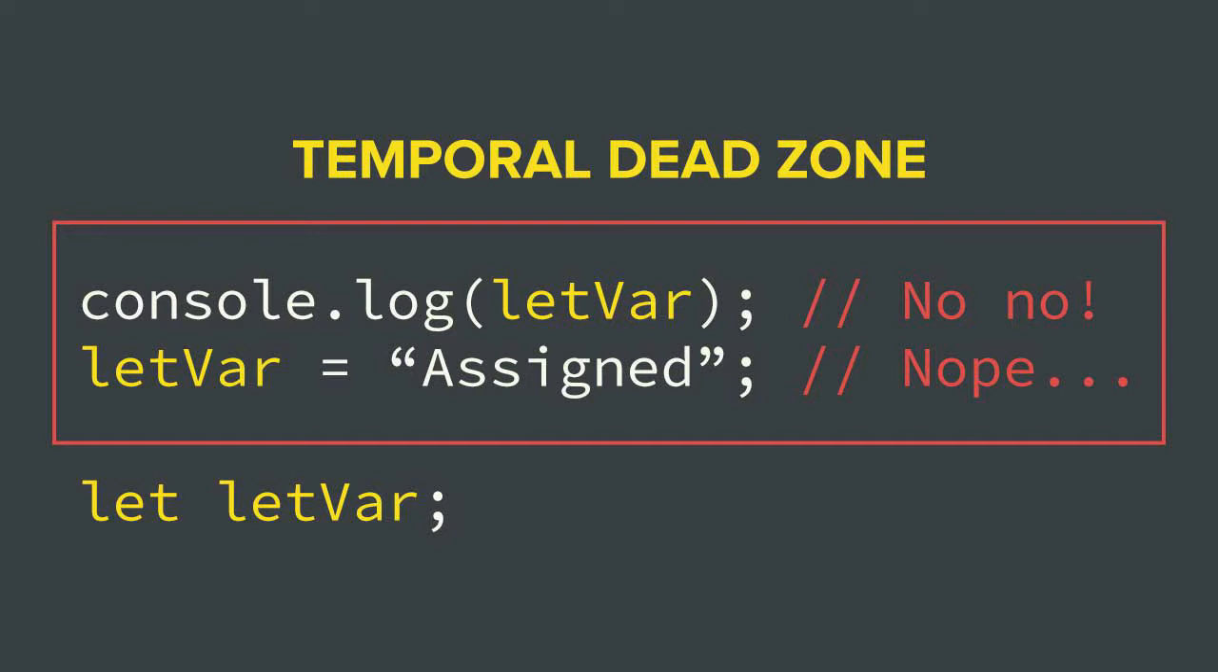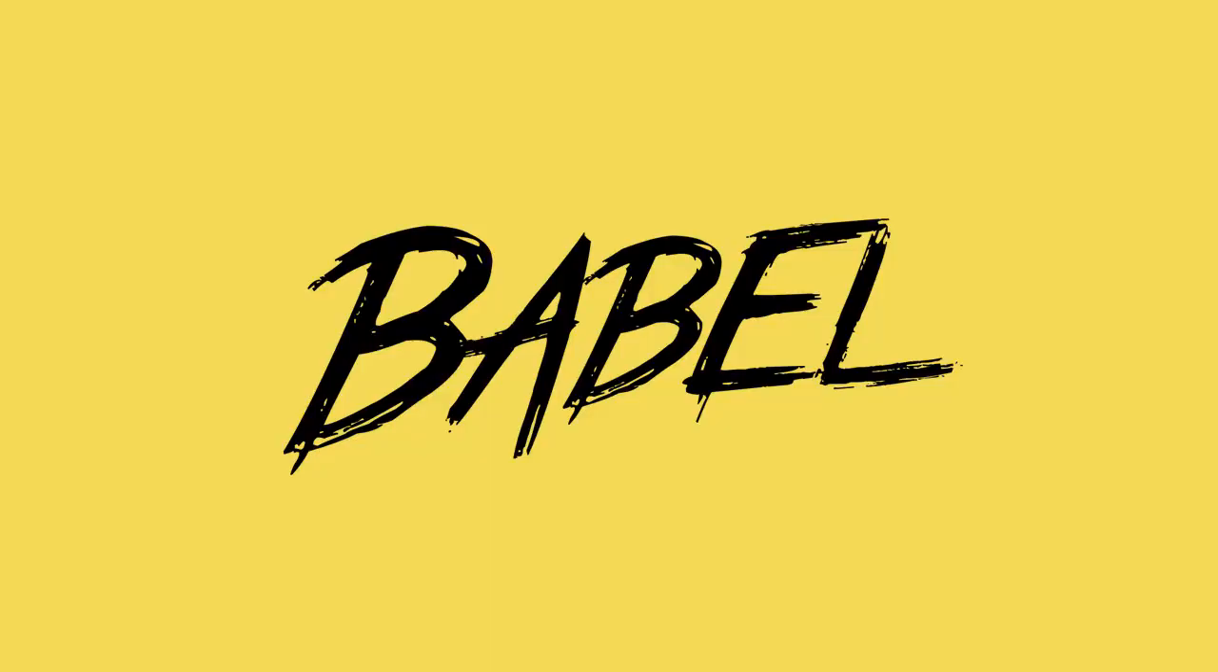As a quick note, if you're using a transpiler like Babel, you might actually need to turn on the temporal dead zone option for this behavior to work the way it's intended to.